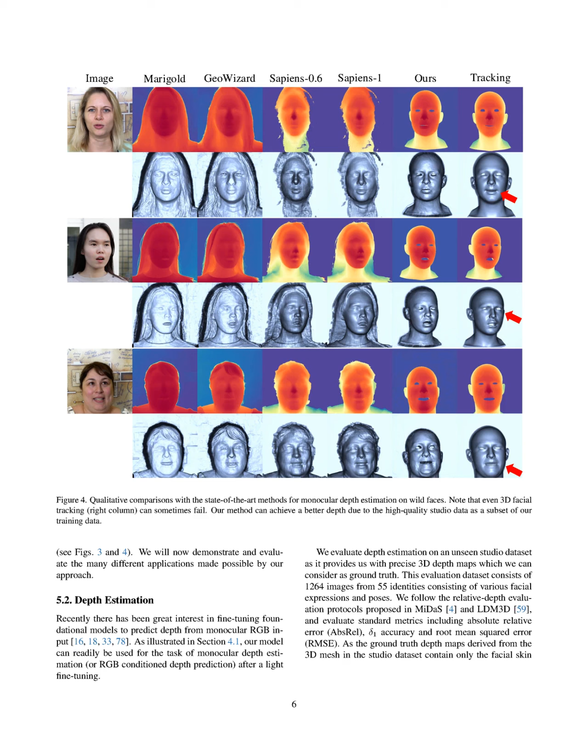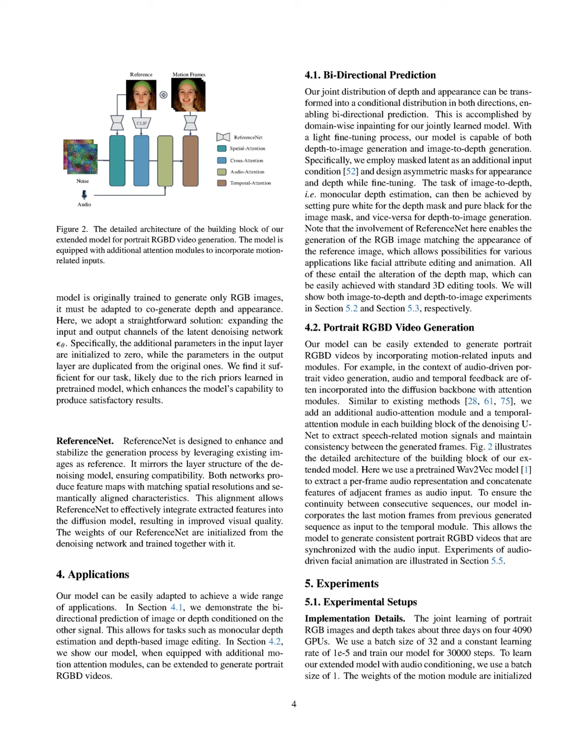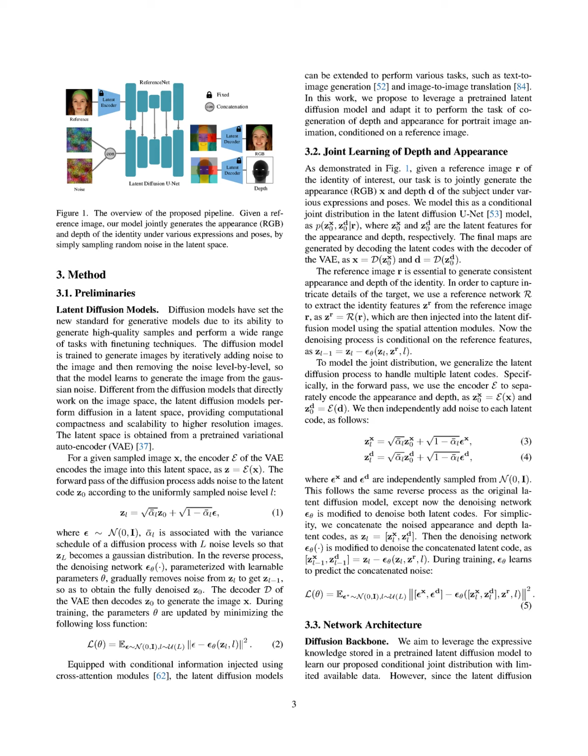The proposed method utilizes a latent diffusion model to jointly generate RGB images and depth maps by modeling a conditional joint distribution. Initially, a reference image is processed through a reference net to extract identity features, which are then injected into the diffusion model to ensure consistency between the generated appearance and depth. The algorithm operates by encoding both the RGB and depth images into separate latent codes, adding noise independently to each, and then concatenating these noised codes for the denoising process.